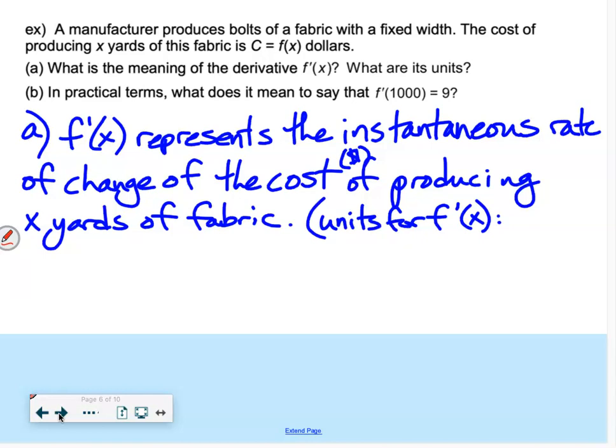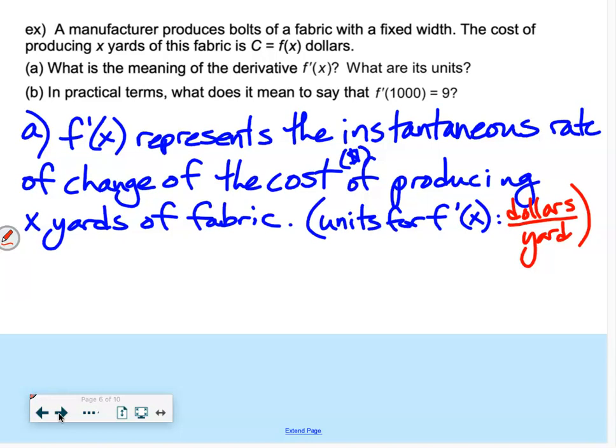Dollars over yard, dollars per yard. It's just like slope. Change in y over change in x, it's the units of y over the units of x. So in this case, it's the units of cost, because that's what our y is, so dollars over the units of our x, which is yards, right? So the units for f prime would be dollars per yard. If f is in dollars and x is in yards, then f prime is dollars per yard. It's slope.